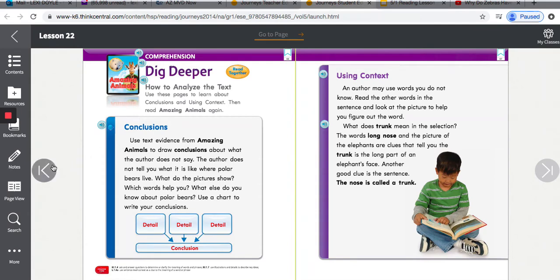So we're going to look back and see what we can look at in the pictures of the polar bears and what it says on those pages again. And then we are going to switch back over to the PowerPoint and we are going to make a chart, a graphic organizer like this with 3 details and draw a conclusion together.